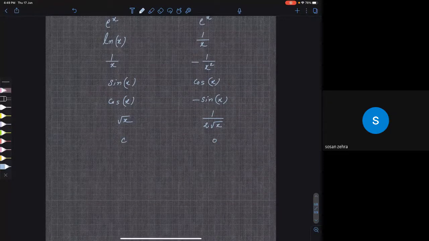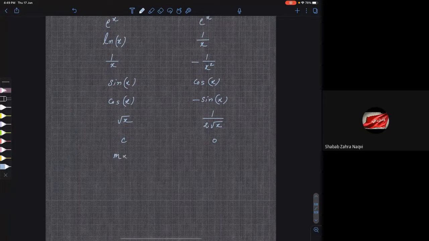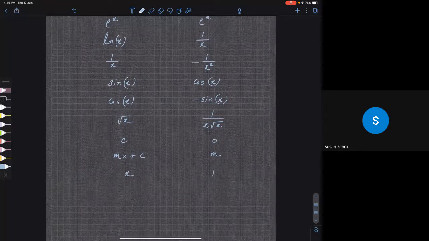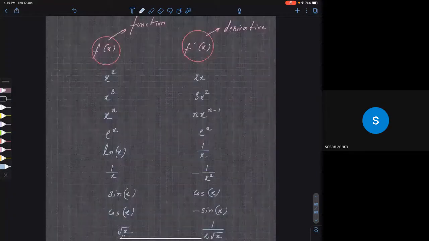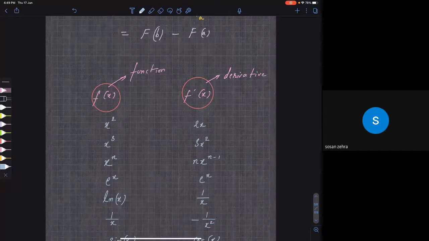0. And what is the derivative of mx plus c? It is m. So what is the derivative of x? 1. Okay, fine. On the left side we have functions, on the right side we have derivatives.